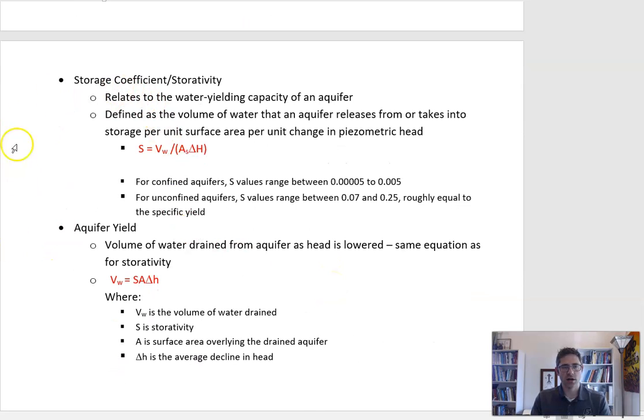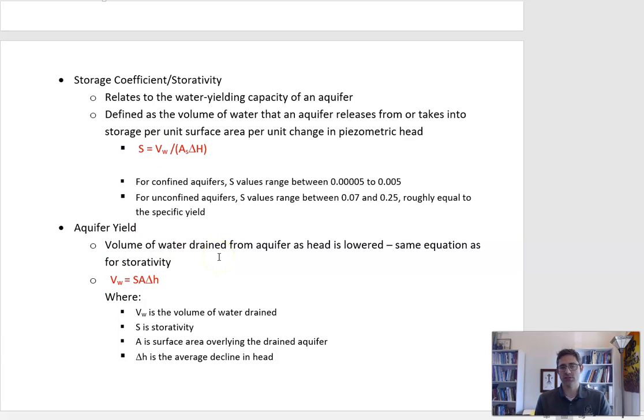And then these last two essentially use the same equation. So there's the storage coefficient or storativity. Sometimes it's called one, sometimes it's called the other. This relates to the water yielding capacity of an aquifer. And it's defined as the volume of water that the aquifer releases from or can put into storage per unit surface area per unit change in piezometric head. In other words, S equals the volume of water divided by the surface area divided by the change in the head. It's easier to understand what this means in terms of the aquifer yield, which is the same equation just rearranged: the volume of water drained from an aquifer as the head is lowered.